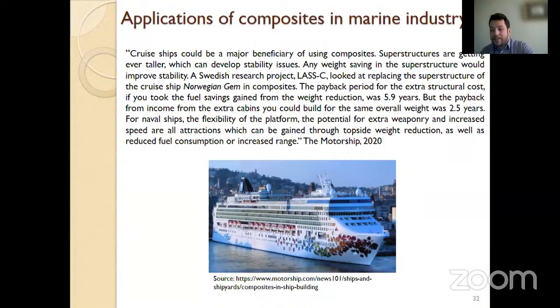For naval ships, the flexibility of the platform, potential of extra weaponry, and increased speed are all attractions which can be gained through topside weight reduction, as well as reduced fuel consumption or increased range.